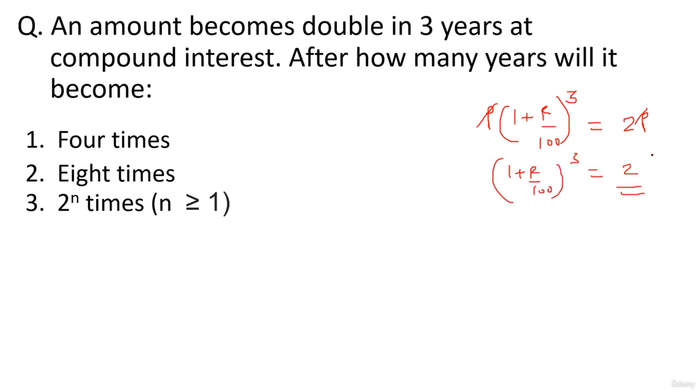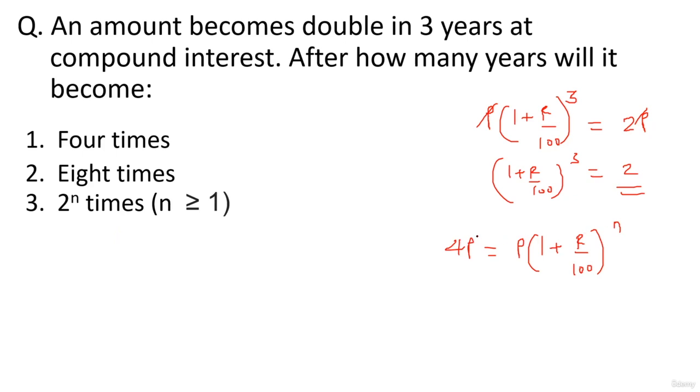You can keep it as it is. Many people try to further complicate things by taking the cube root of 2 and finding the value of r. I won't do that. We keep it as such, and we observe that (1 plus r by 100) the whole raised to 3 is equal to 2. Now the question asks, after how much time will it become 4 times? Let me say it becomes 4 times after n years. 4P is equal to P into (1 plus r by 100) the whole raised to n.